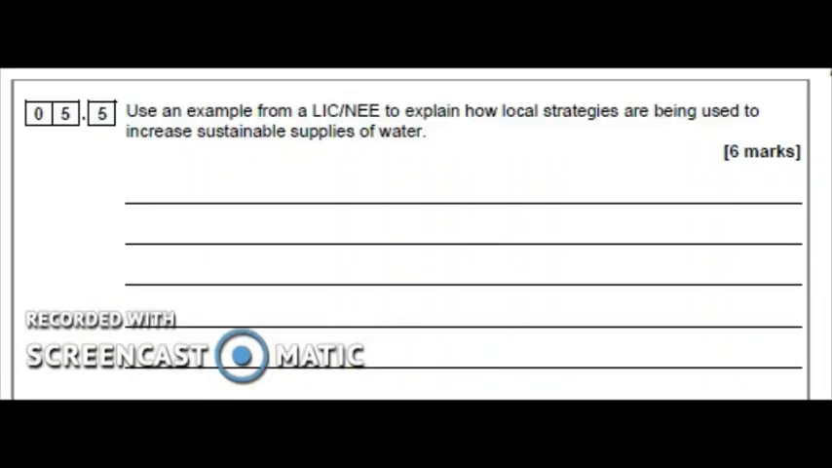Final question 5.5, using an example from an LIC or NEE, explain how local strategies are being used to increase sustainable supplies of water. So it's the last question, it's the 6 marker. It's relatively straightforward. All we need to do is provide case study specific evidence from the Hitosa project in Ethiopia, and then try to explain in detail how they've managed to increase supplies of water, which are going to be sustainable. So not just good now, but last a long time into the future.